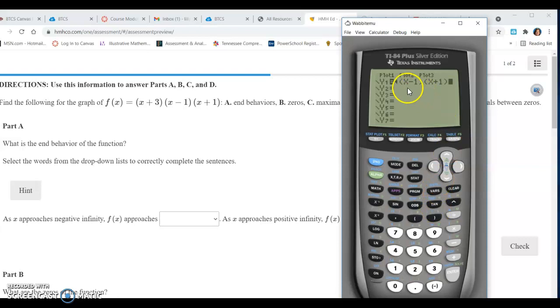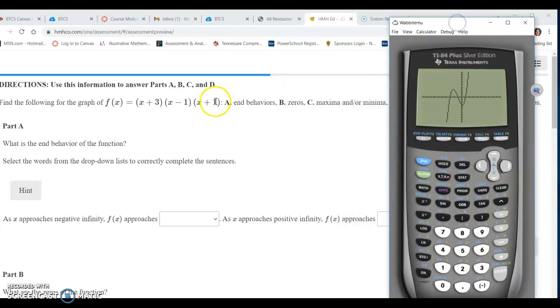You can see I have entered the factors here: x plus 3, x minus 1, and x plus 1. We know that x times x times x is x cubed. So even though we don't know the exact standard form, we do know that this is a cubic function. You should know the general shape of a cubic function, and this is it. Now we can determine some things from the function.